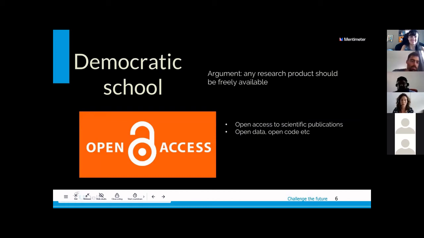This is the democratic school, which argues that any research product should be freely available, because especially if it is financed from taxpayers' money, then the taxpayers, and especially other scientists, should be able to access not only the publications, but also the data, the code, and everything should be really open source, to enhance collaboration and reuse of the data. Yeah, most of the argumentations we heard before. I think this is really the part where most of you are aware of it.